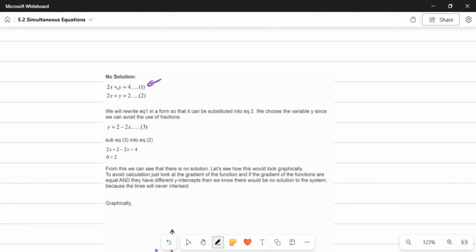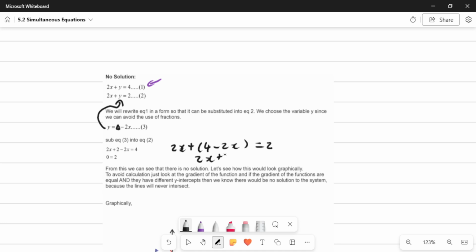So if I look at equation 1, if I subtract 2x on both sides, I'll get y is equal to 4 minus 2x. This 4 minus 2x can get substituted back into equation 2. So that will leave me with 2x plus 4 minus 2x is equal to 2, right? If I substitute this equation 3 back into equation 2.